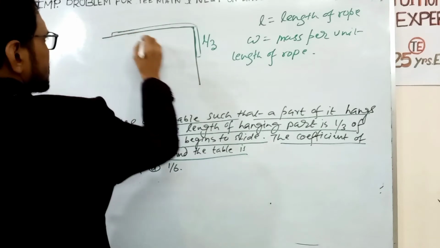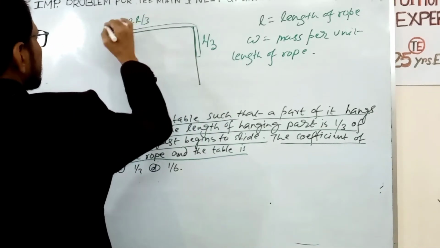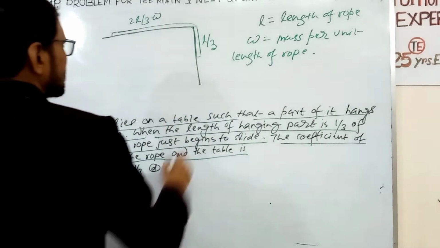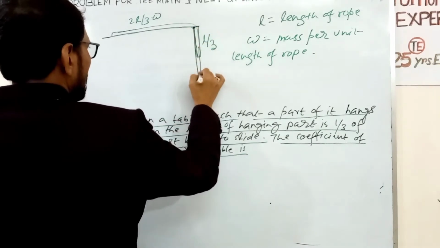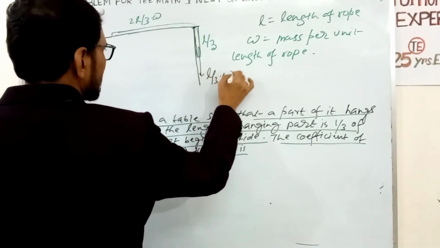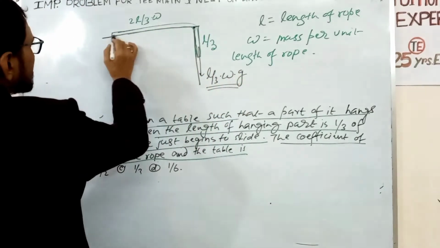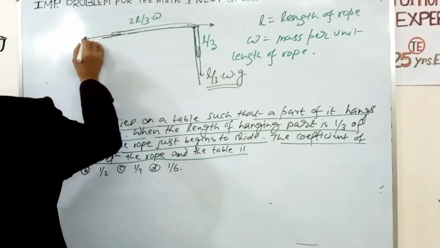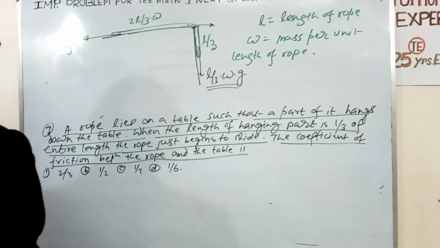Now what is this length? This length is L minus L by 3, that is 2L by 3. Now what is the weight of the hanging part? It is L by 3 into omega into g. This force pulls this part in this direction, so the friction force acts in the opposite direction and prevents the slipping of the rope over the table.